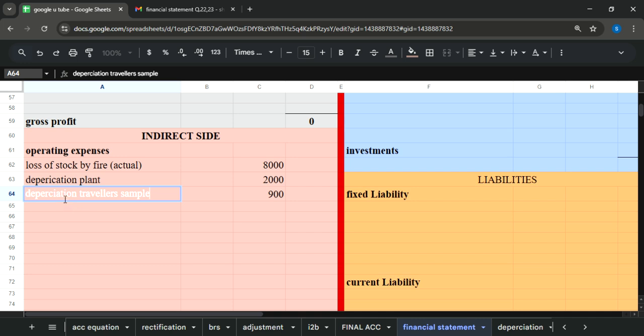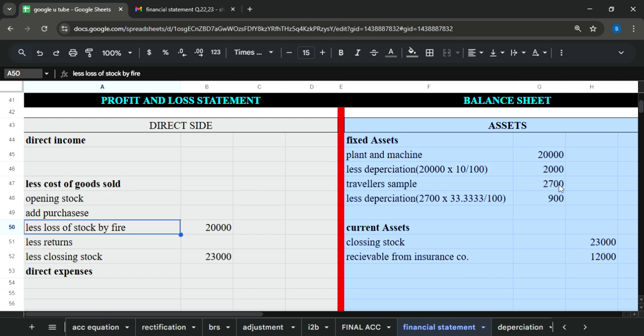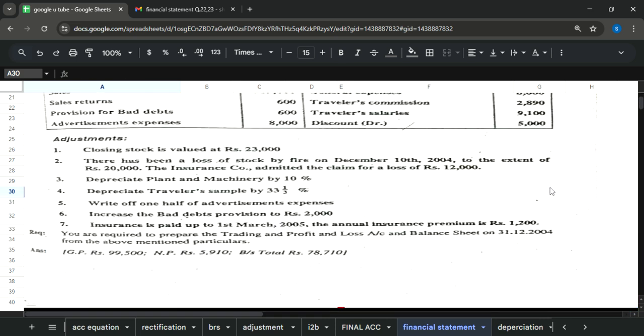Okay, the second effect of depreciation is completed. You have seen that 900 is the depreciation, which would be subtracted from traveler's sample as well. This was your fourth adjustment. Now let's see what the fifth adjustment is saying.